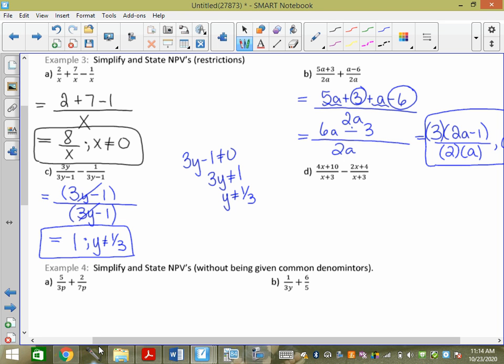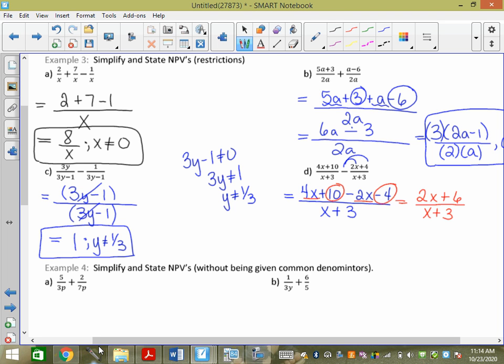Then D, we have common denominators already, so we can write them both over x plus 3. And then we get 4x plus 10. And then because it's a subtraction, I have to remember to distribute it. So I get minus 2x minus 4. Then I'm going to collect like terms. So 4x minus 2x is 2x. Plus 10 minus 4 is plus 6 over x plus 3.